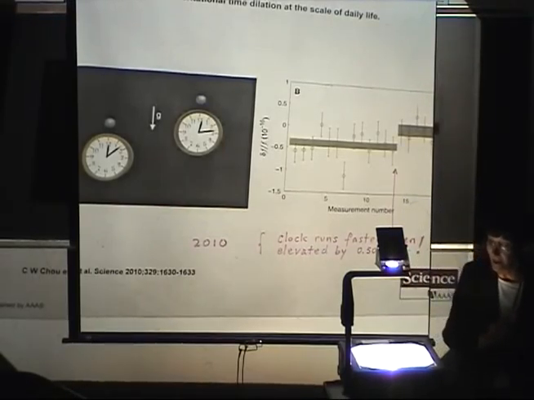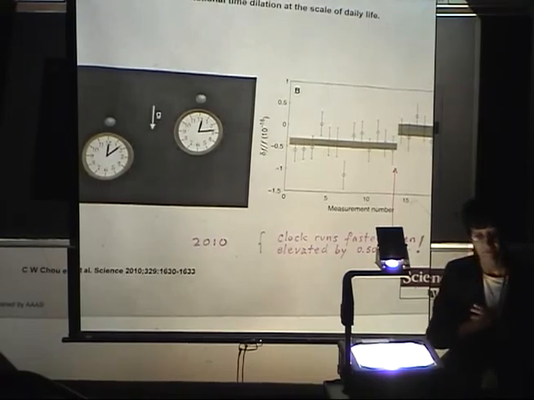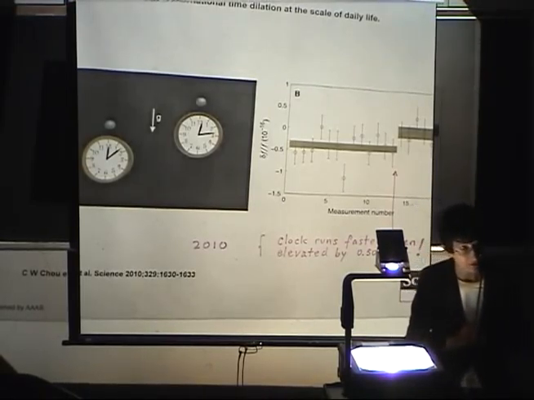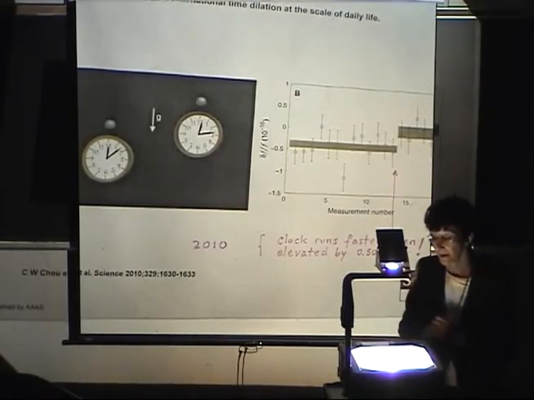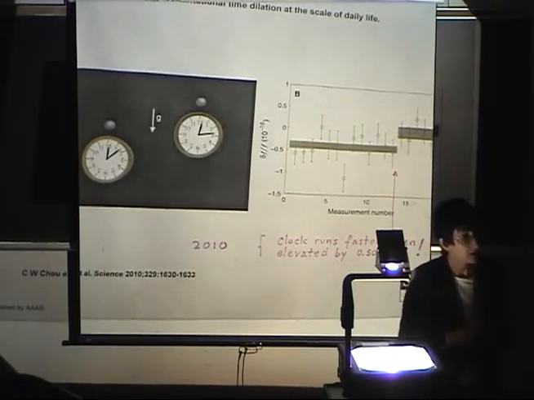So we can see that relativity, the theory of relativity, is no longer a theory about strange, far away, inaccessible objects, but actually it is something that we have to deal with in our everyday life.